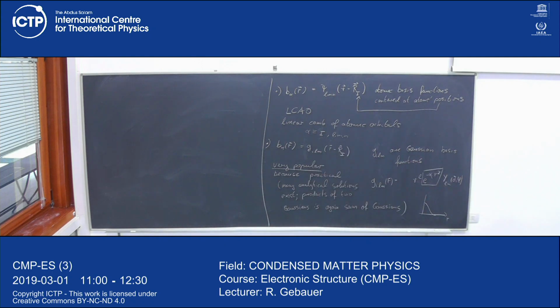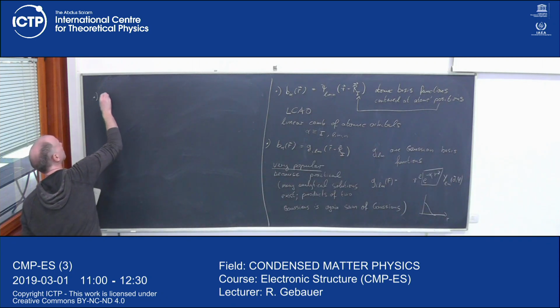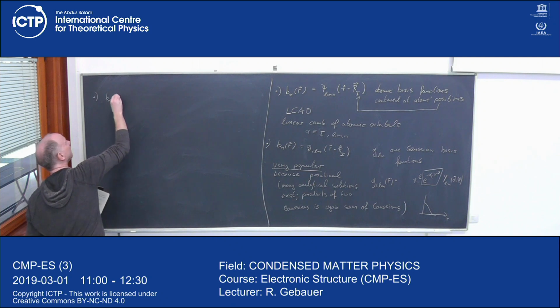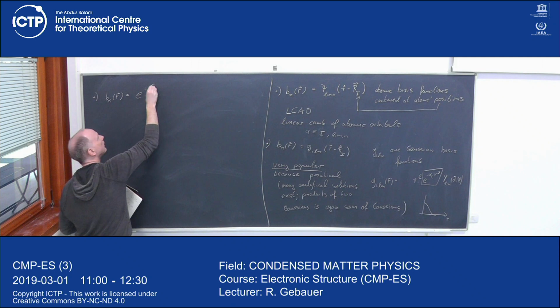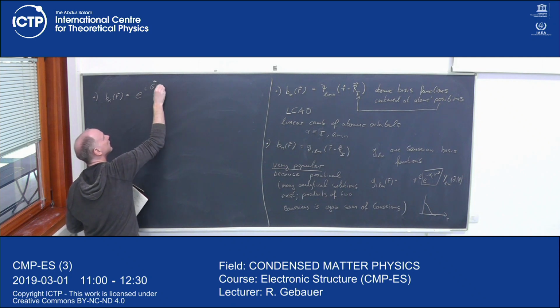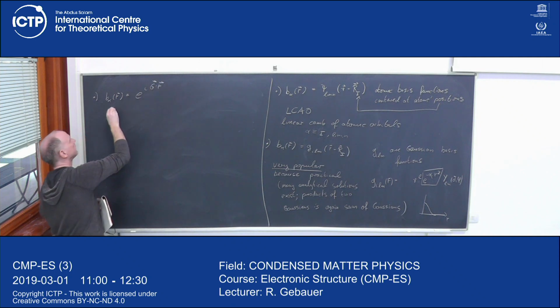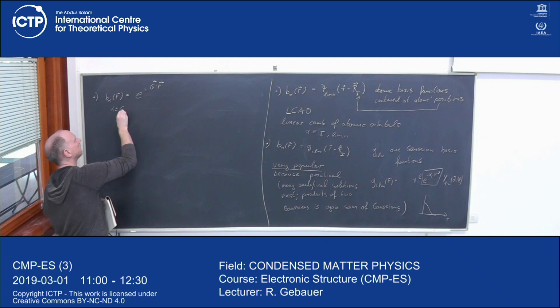But now there are also some completely general basis sets. One other basis set would be to say that P alpha of R is e to the i G times R. So in this case the index alpha is the vector G.